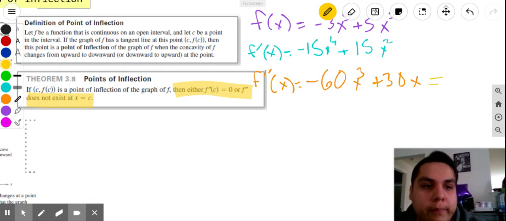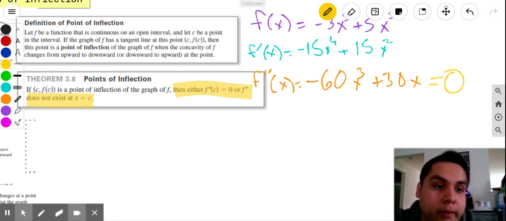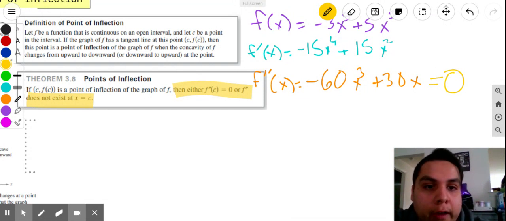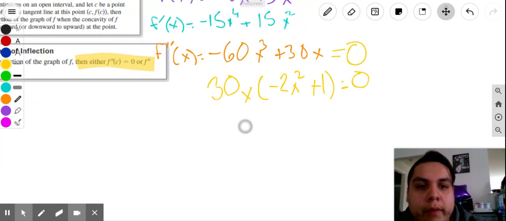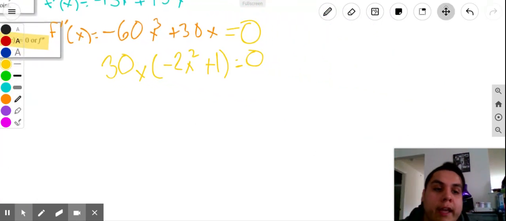I just need to figure out when this will equal 0. Yeah, let's do it. So I'm going to do some factoring. Let's make it a 30x. So then we have negative 2x squared plus 1 should equal 0. So based off that, I think I have 3 inflection points.